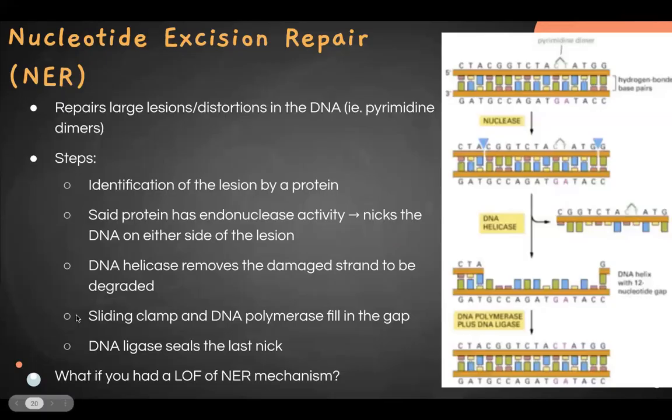Actually, you can go back. So if there was a loss of function of this excision repair, there would be an increase in the occurrences of pyrimidine dimers.